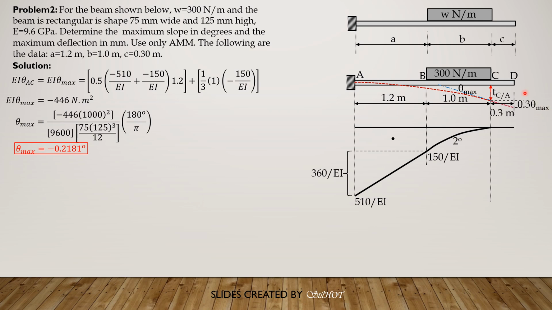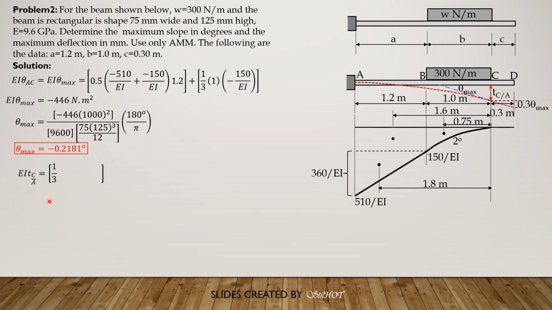Then for the maximum deflection, we have the deviation of C relative to A plus 0.3 of theta max, where the deviation of C relative to A is the moment of these areas with respect to C. So these are the locations of the centroids. For the rectangular area, the distance is 0.6 plus 1, so 1.6. For the spandrel, this is 1 over 4 or 0.25, so its distance from the right is 0.75. And for this triangle here, this is 2/3 of 1.2, 0.8, plus 1, so 1.8.